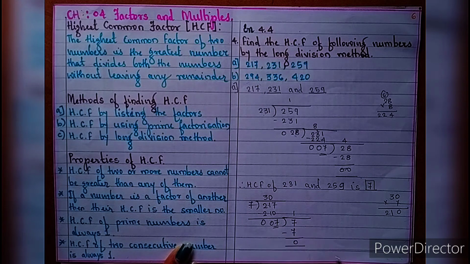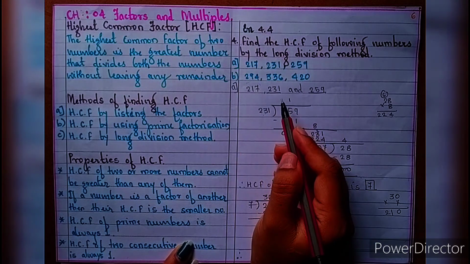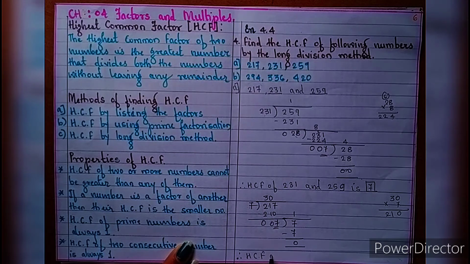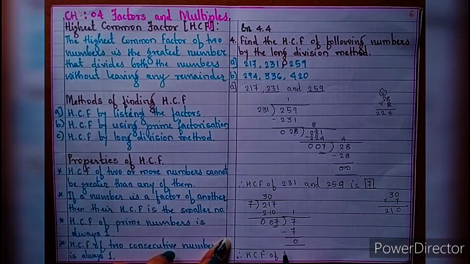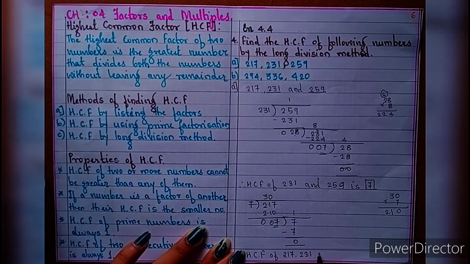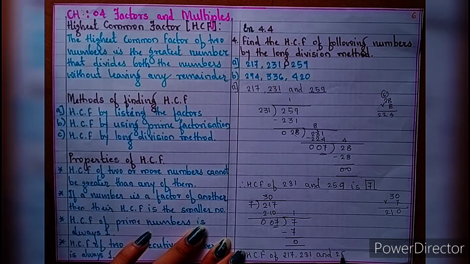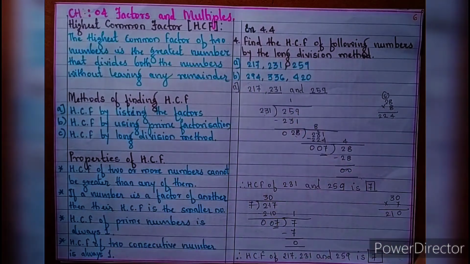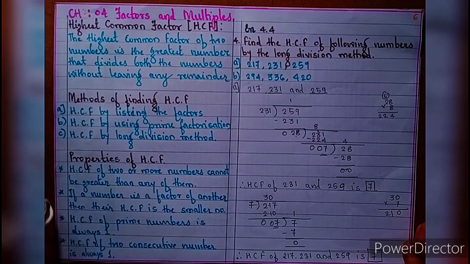So what number we have got here? We have got 7. So therefore, now there are no numbers left to be divided, isn't it? Therefore, HCF of 217, 231 and 259 is 7. Okay, so 7 is a number which divides all these numbers together. Okay, hope you have understood this.